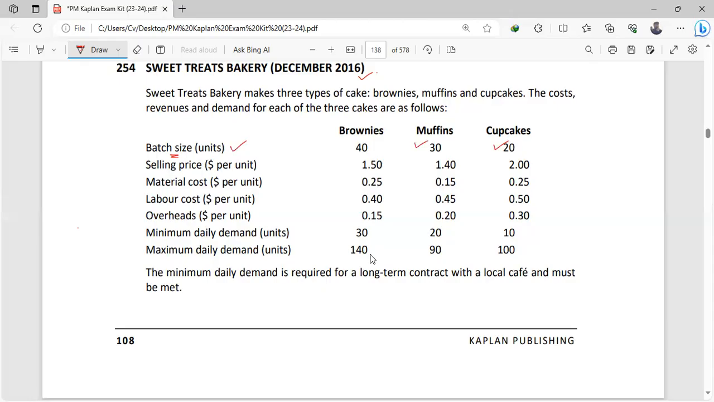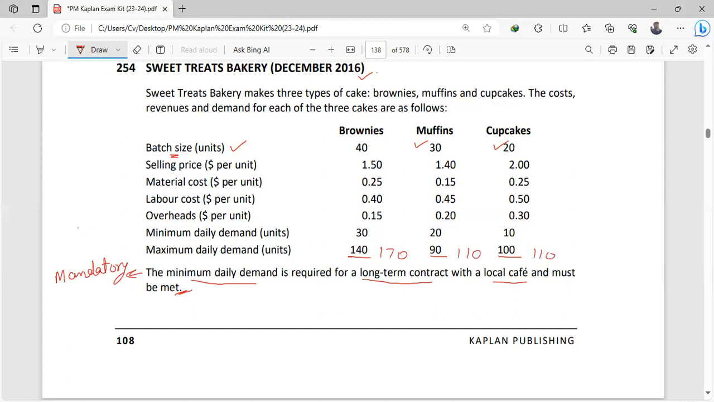The minimum daily demand is required for a long-term contract with a local office cafe, and must be met. It means that if you are in contract with any organization, you are required to fulfill this contract first and then you can focus on the rest of the demand. Remember one thing, even if you are following throughput accounting, or short-term decision making, where we are following ranking, if we have long-term contracts, then we will avoid the ranking and first of all we will meet the minimum demand. So in total, we can say that it is 170, it's 110, and it is also 110.